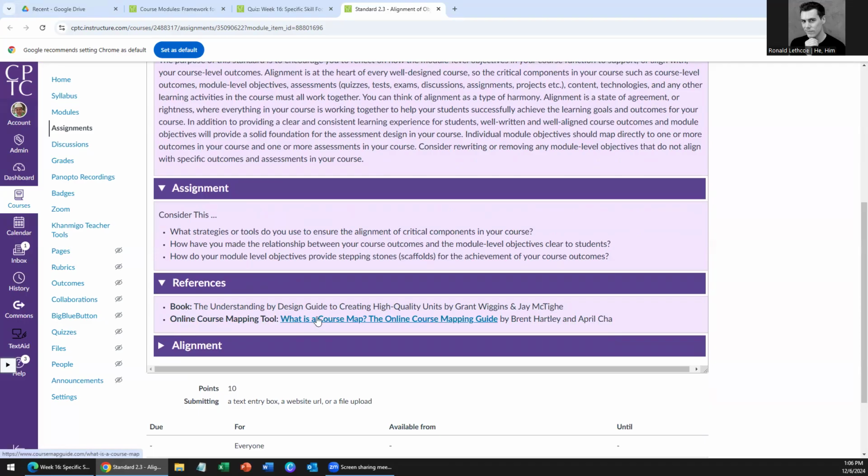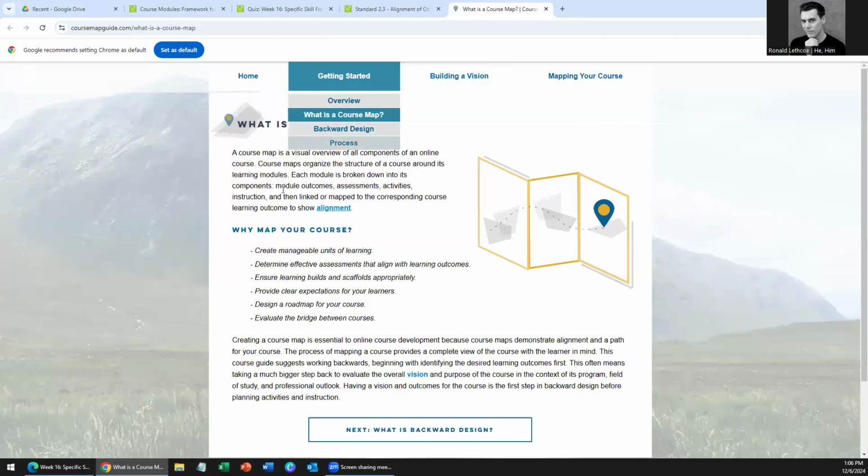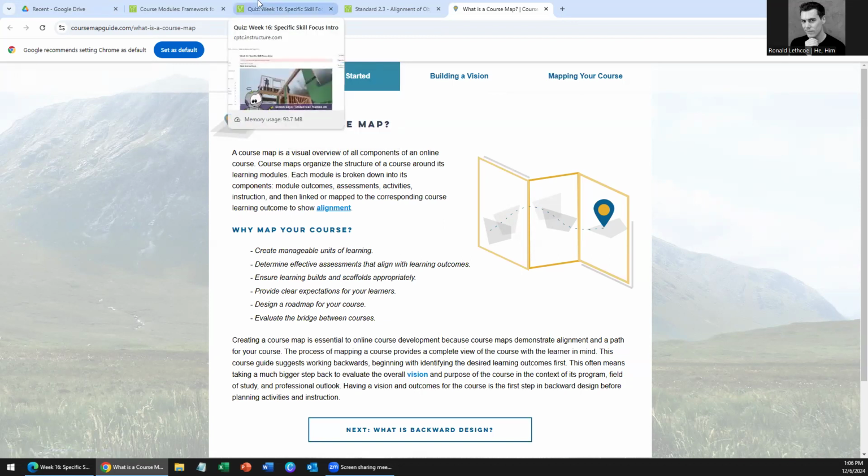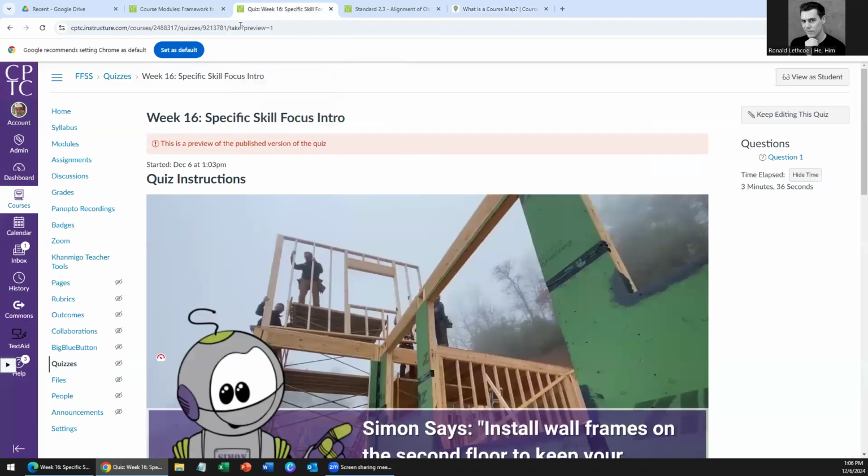So this is a really good resource to look at how you can map out your courses, and then, as you can see here, focusing on the alignment aspect of it and focusing on backward design. So we can go through this website and see what they got and see how that can be helpful for you all.